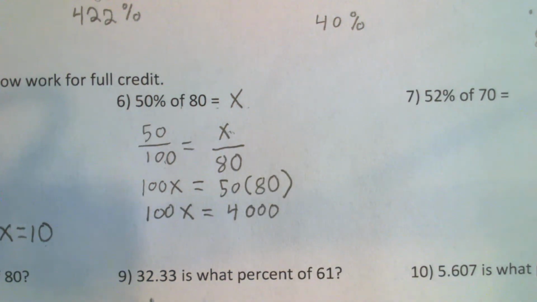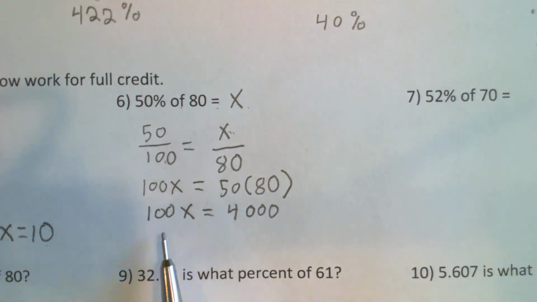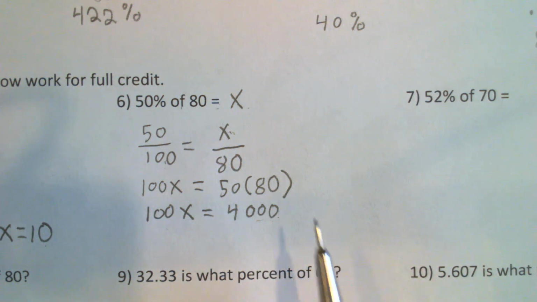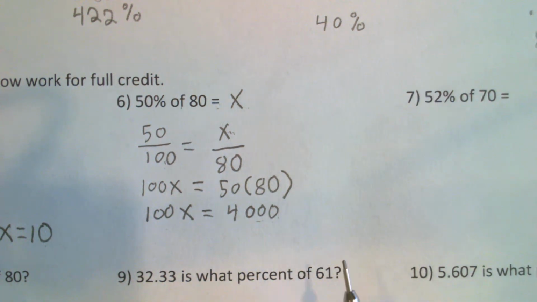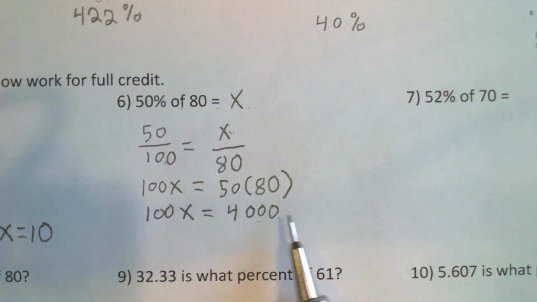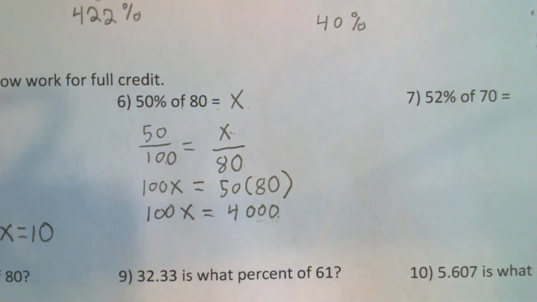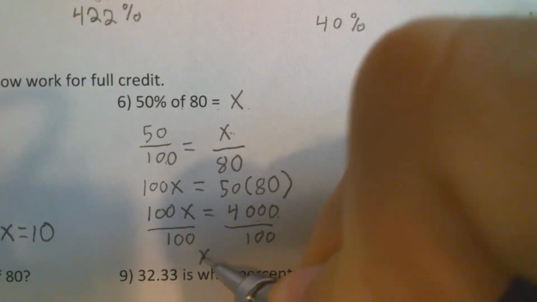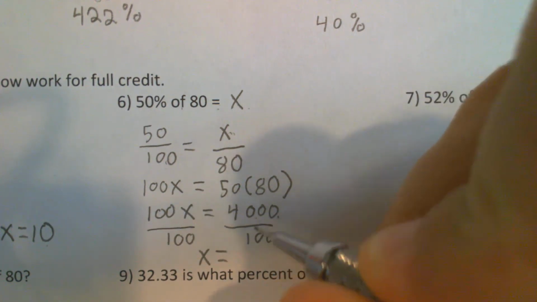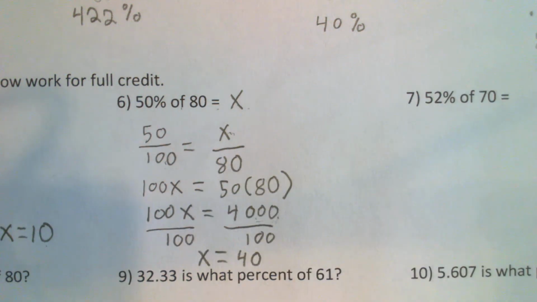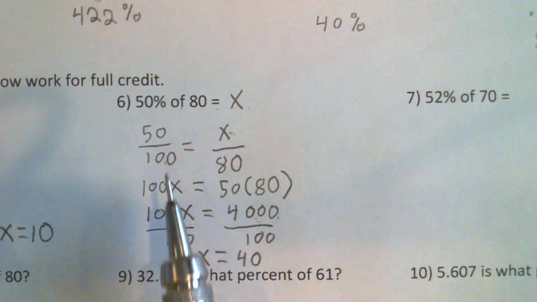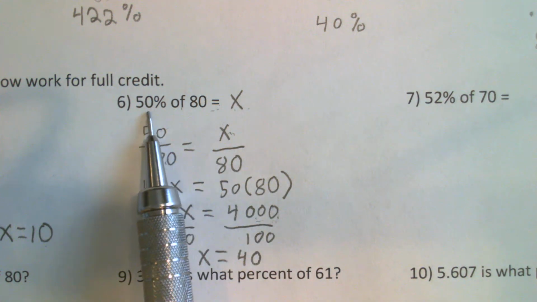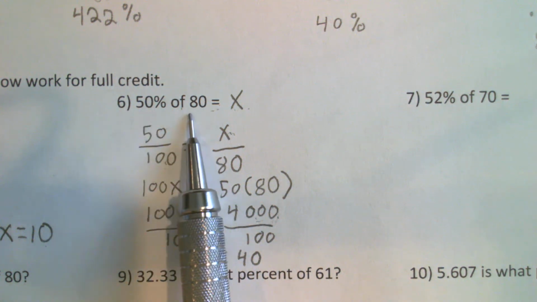Divide by 100. So now when you divide by 100, you're moving the decimal spot 2 times to the left. Multiplying by 100, like we did above, moves it 2 times to the right. Dividing by 100 moves the decimal spot 2 times to the left. So when we do that, we're going to get 40. 50% of 80 equals 40. This makes sense. This is half, so half of 80 is 40.